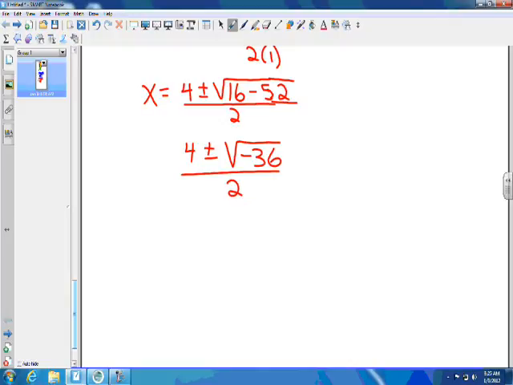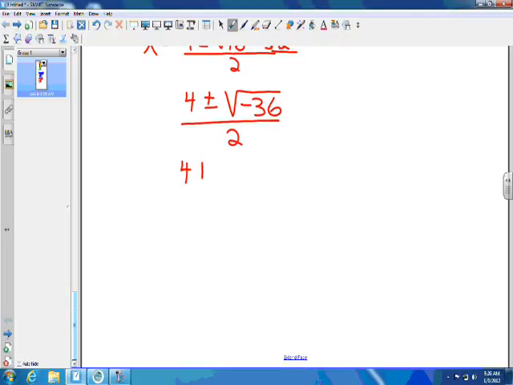Can we divide yet? Not yet. And that's another place that mistakes will be made. It looks like you have 4, 36, and 2, that you could take a 2 out of all 3 of those numbers, but you don't have 36 here. You have the square root of 36. You can't simplify until you've got rid of that radical. If you can't get rid of the radical, then you can't divide.